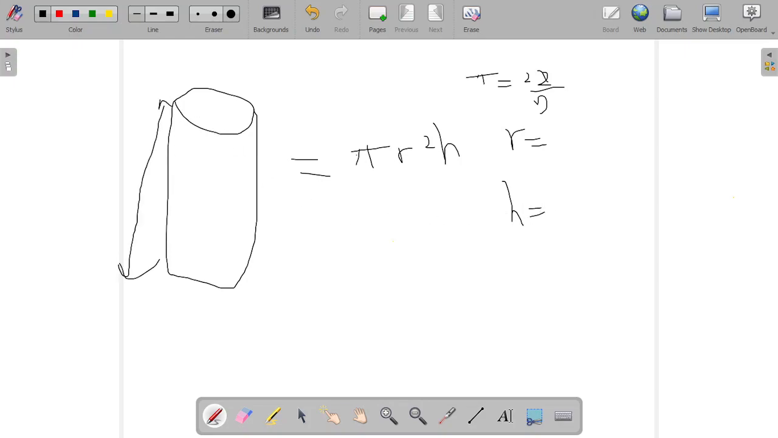We can determine it with the use of a meter rule. So the height can be gotten. So how do we determine the radius? We know the radius is from here to here. How do we do that?